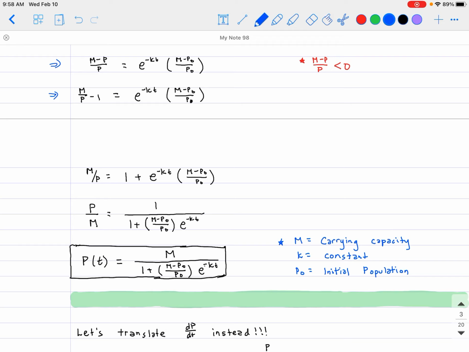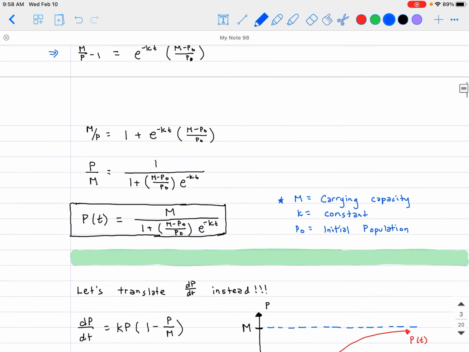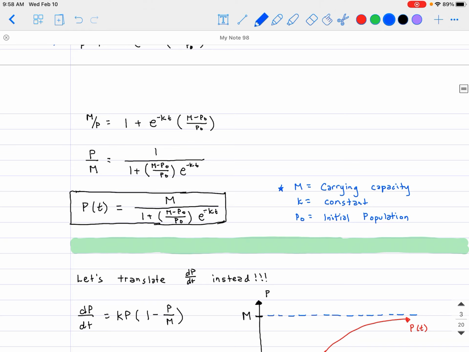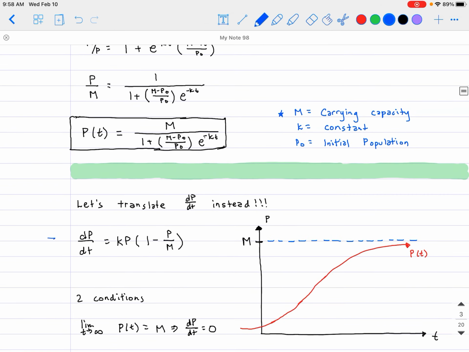But again, in terms of whether you ever need to derive this equation, the answer is no, because in the end you can just go ahead and use this equation if it's even called for, okay? So let's not think too much about what the equation is, but rather let's try to translate dP/dt. Okay, let's try to translate dP/dt.